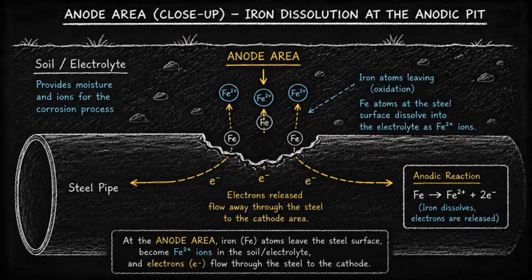At the anodic area, metal atoms leave the steel surface. For iron, the basic reaction is iron becomes iron ions and releases electrons. In simple terms, the steel gives up part of itself. That is where metal loss happens. That is where pits form. That is where wall thickness decreases. And that is the dangerous part of corrosion. So remember this. Anode means corrosion. Where the steel is anodic, the steel is being consumed.